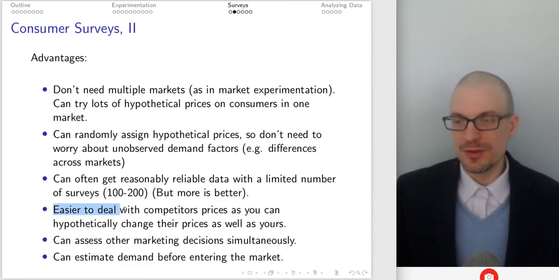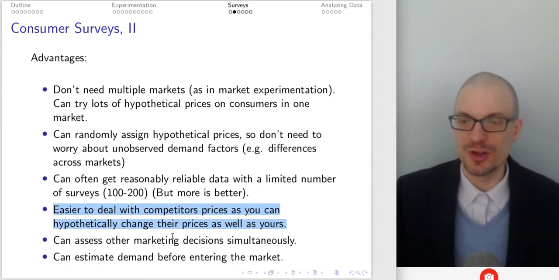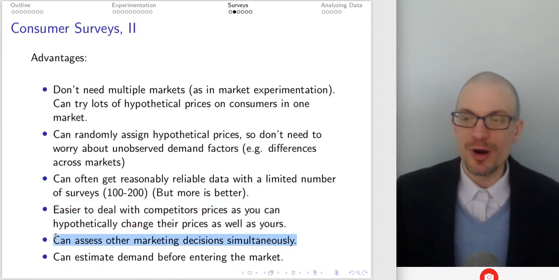And then from the standpoint of surveys, well, now you can hypothetically list what your competitor's price would be. You can assess other marketing decisions you might care about, like packaging and other types of price, like a membership fee or something. We'll talk about two-part tariff later in the course.